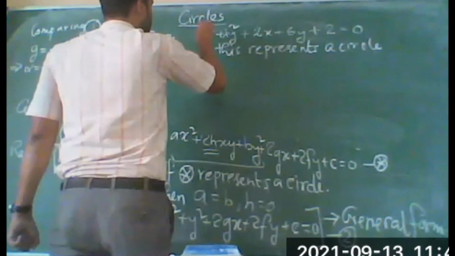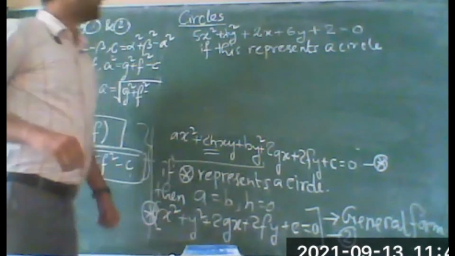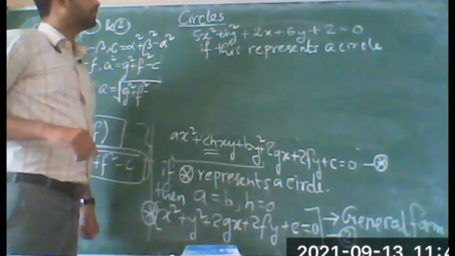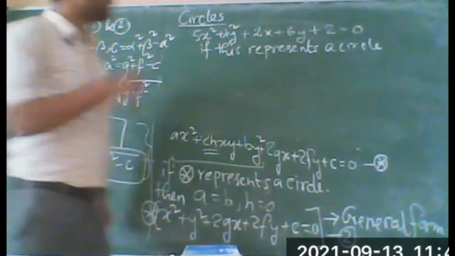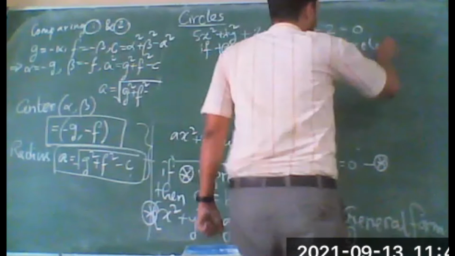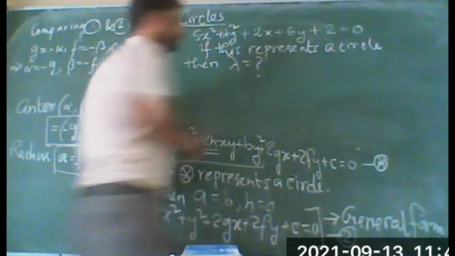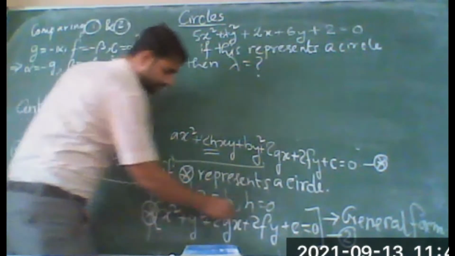So I'm taking 5 here. 5x square plus lambda y square plus 2x plus 6y plus 2 is equal to 0. This equation, if this represents a circle, then what is lambda? This is the condition.